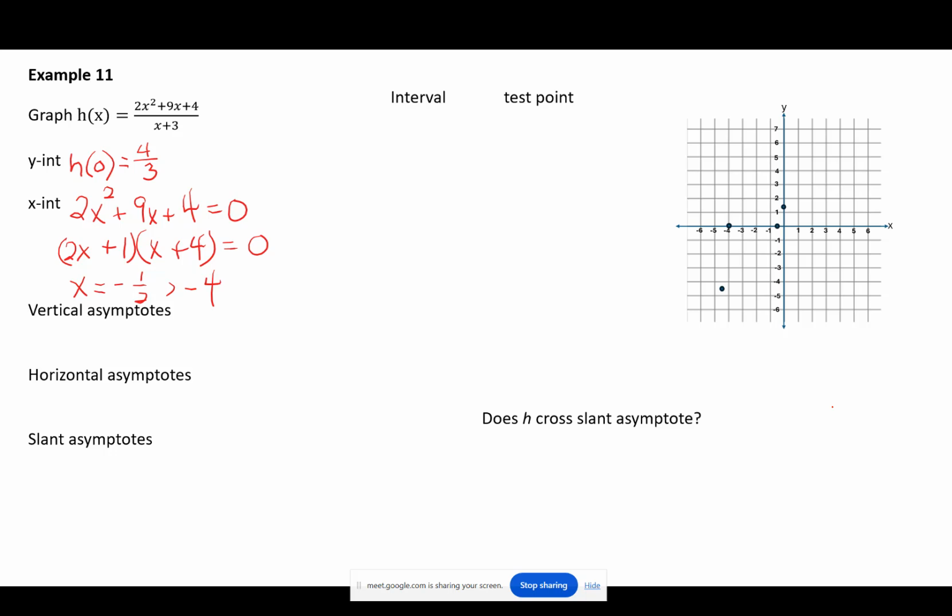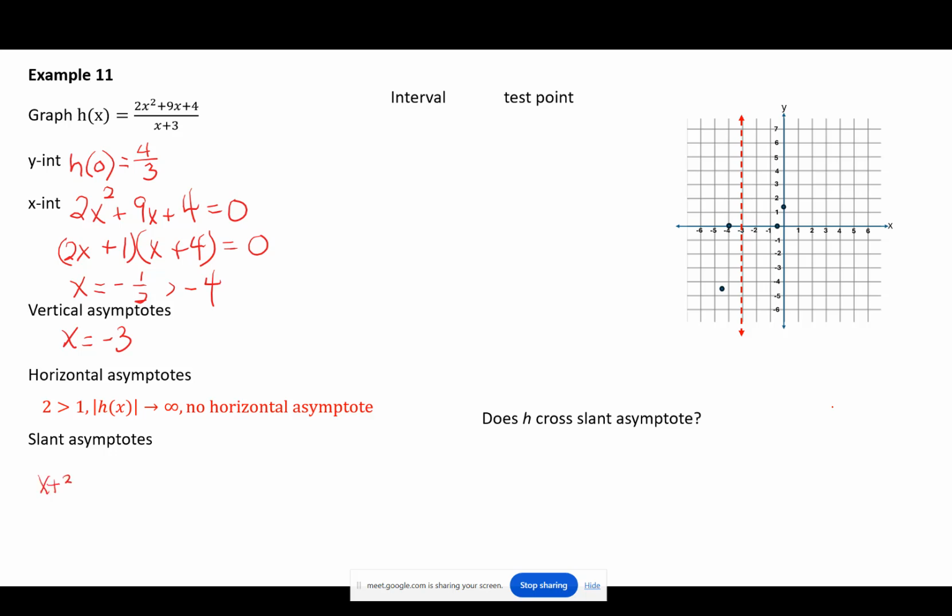Now the vertical asymptote. We can see that the function is in lowest terms, so the vertical asymptote is going to happen when x plus 3 equals 0, which is at x equals -3. So that's our vertical asymptote. The horizontal asymptote, you can see that the degree of the numerator is greater than the degree of the denominator, which means there is no horizontal asymptote.